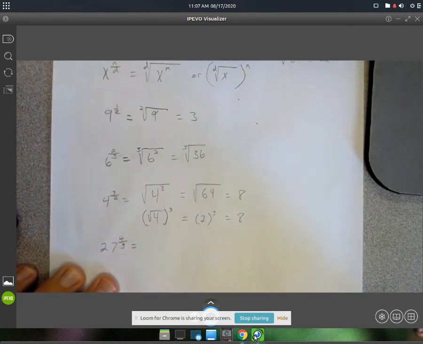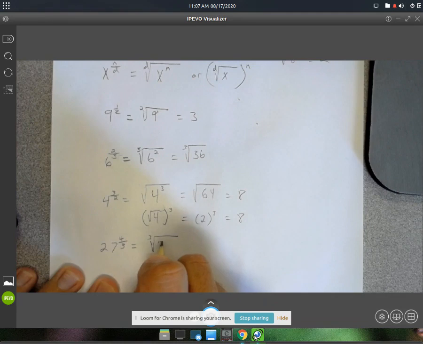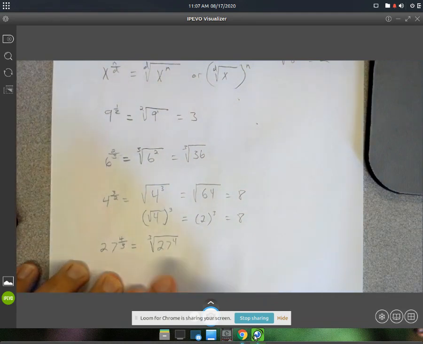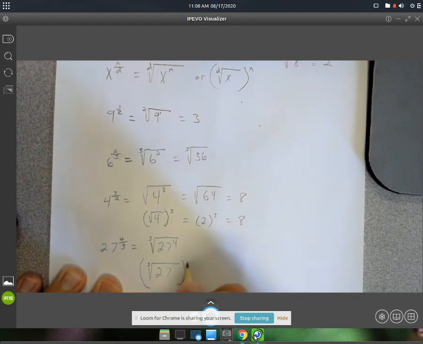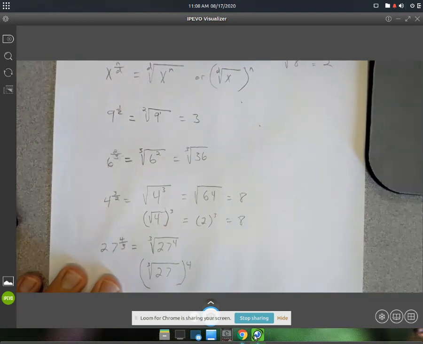We've got 27 to the 4/3. So we could write that as the third root of 27 to the 4th. But most of us don't know what 27 to the 4th is, much less what the third root of that is. So we're going to write it using the second method here. So that would be the cube root of 27. And then we're going to raise that answer to the 4th power. Right? The cube root of 27 is going to be 3, because 3 times 3 times 3 will give us 27. So this will be a 3 to the 4th.